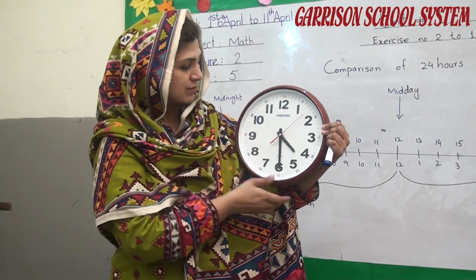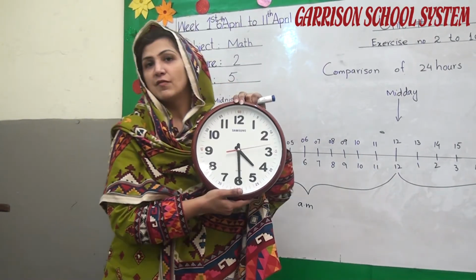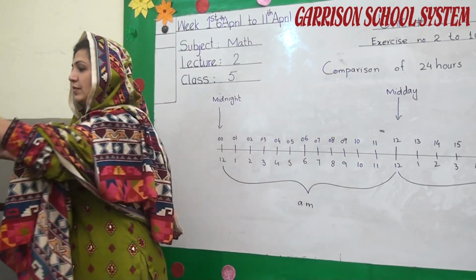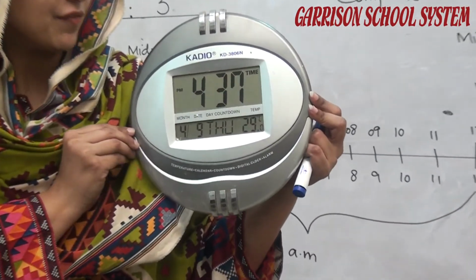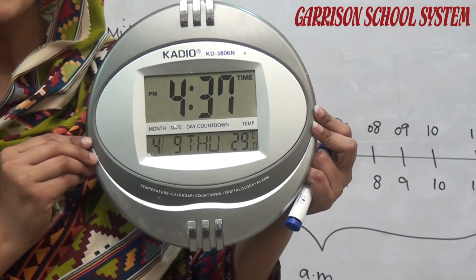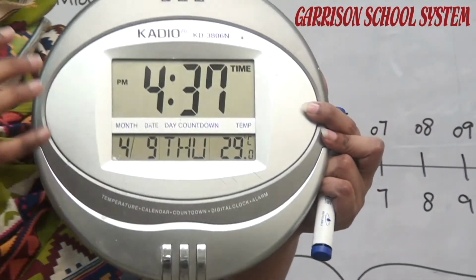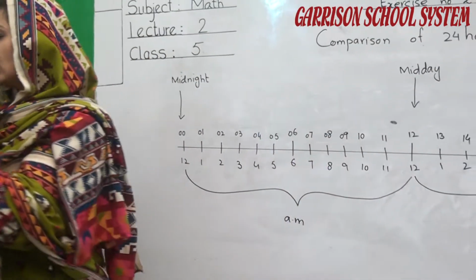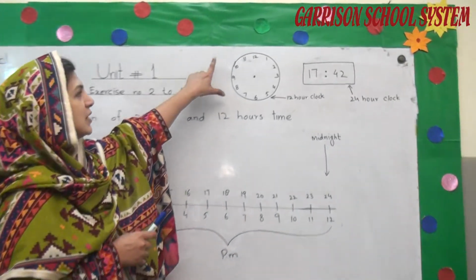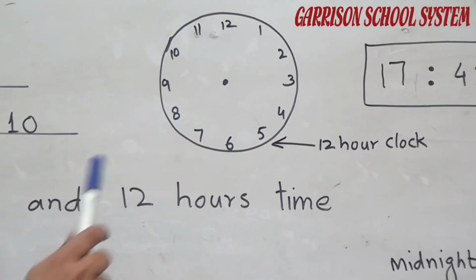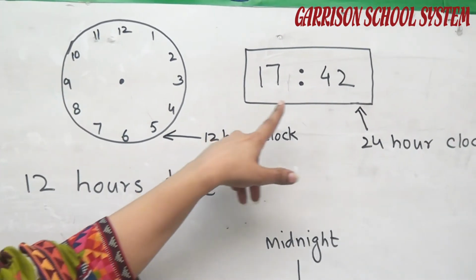These clocks are called 12-hour clocks. And I have one more type of clock. There is some difference between the two clocks. Have you seen these clocks? Yes, these clocks tell the time somewhat differently. So I have drawn these types of clocks on the board. Look at the board, look at these clocks. This clock is called a 12-hour clock, and this clock is called a 24-hour clock.